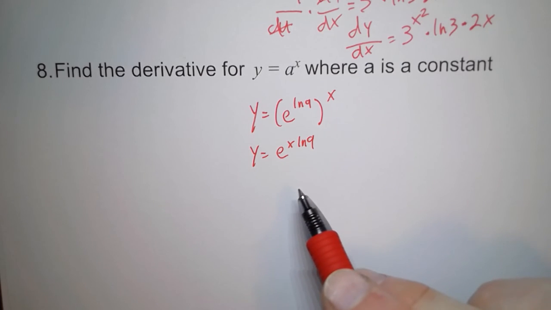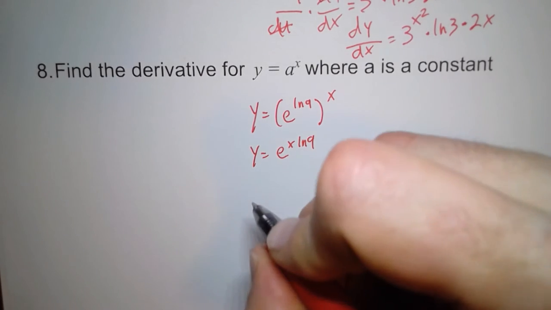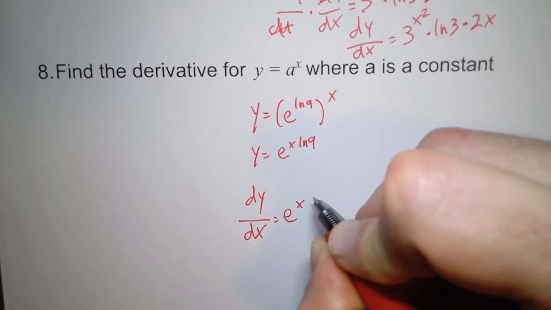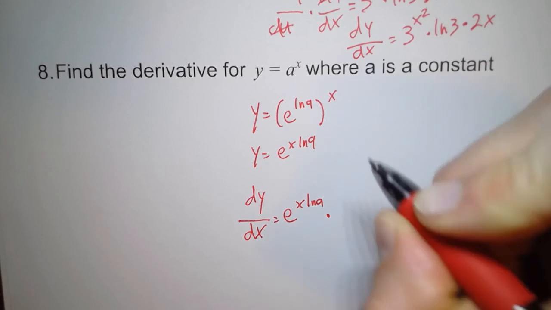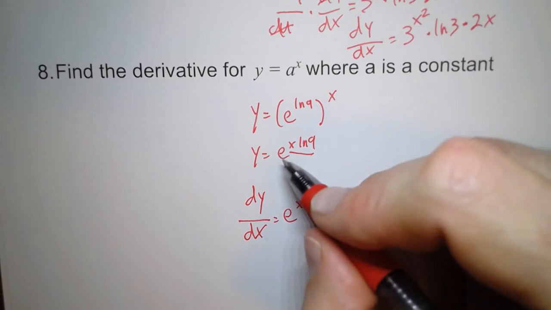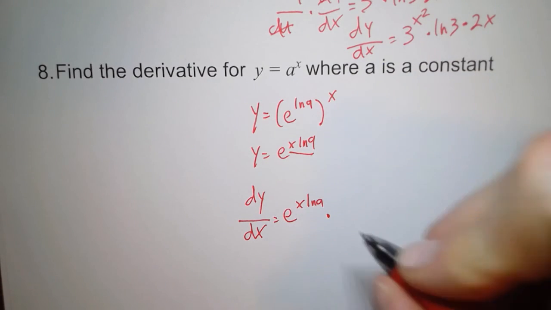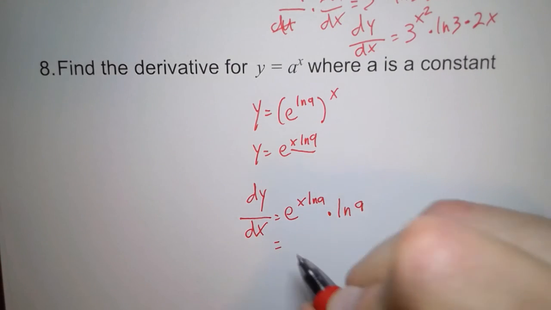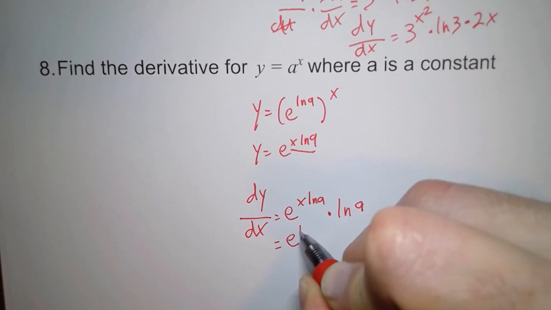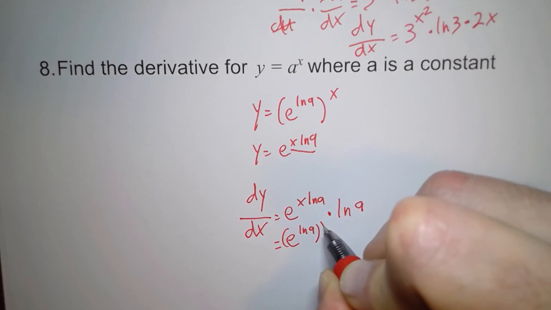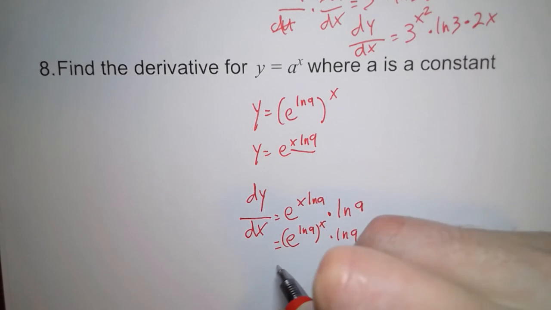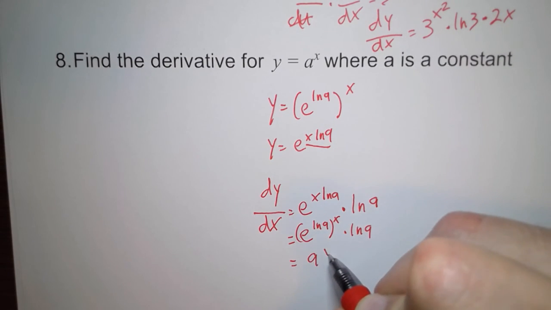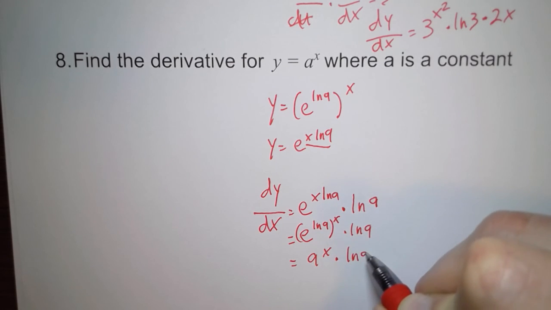And so now what we can do is we can take this derivative, dy dx. So we have e to the x ln of a. But remember, we have to take the derivative of this inside function because it's not just x times ln of a. And as with number 5, we can pull these two exponents apart now and say, all right, well, e to the ln of a, that e and ln will cancel back out, and we're left with a to the x times ln of a.